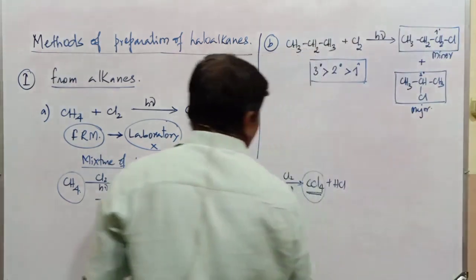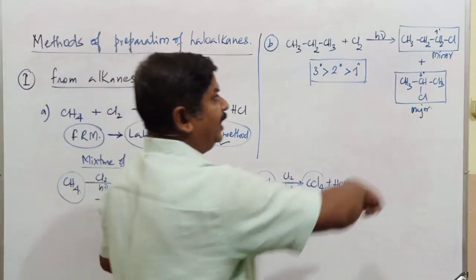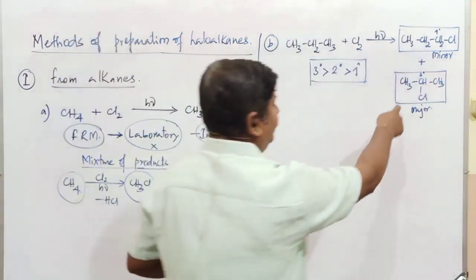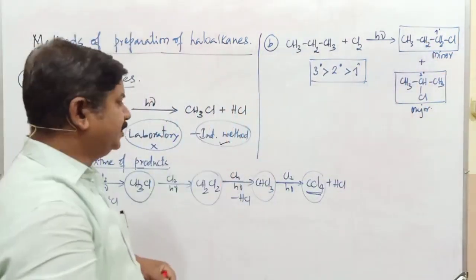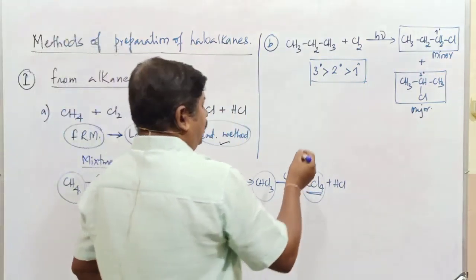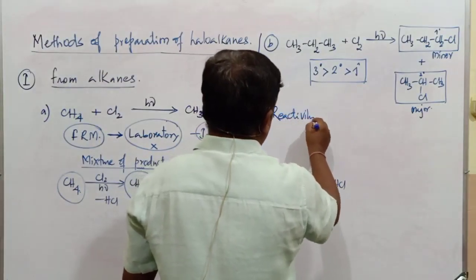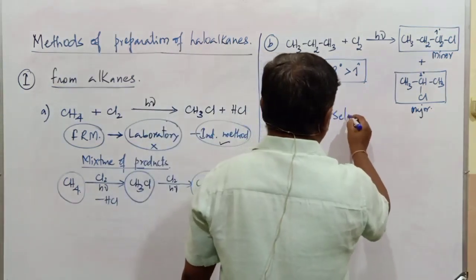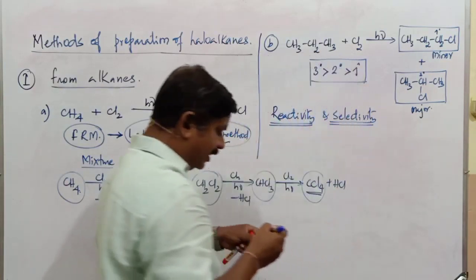The major and minor product depend upon the type of carbon atom in that compound. In one, chlorine is on a 1 degree carbon atom, and in the other, chlorine is present on a 2 degree carbon atom. So this should be the major product and this the minor product in that reaction. Similarly, bromination is also possible, but bromination of a particular compound depends upon reactivity order, and one more thing, selectivity. Reactivity and selectivity of a particular halogen atom.